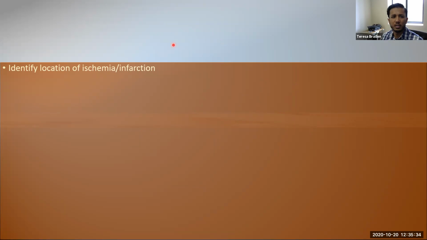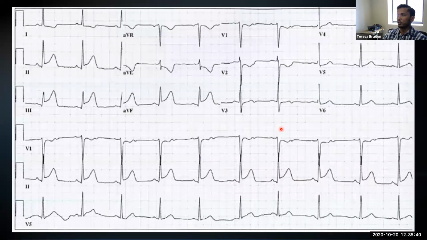This was supposed to be a quick quiz. The title didn't show up. So it's identify the location of the ischemia or infarction. What are you guys seeing on this one? Where do you see the ST elevation? Inferior, yep. So in 2-3 AVF. And then where do you see some reciprocal changes? Yeah, in V1 and 2, I can see some depressions here.